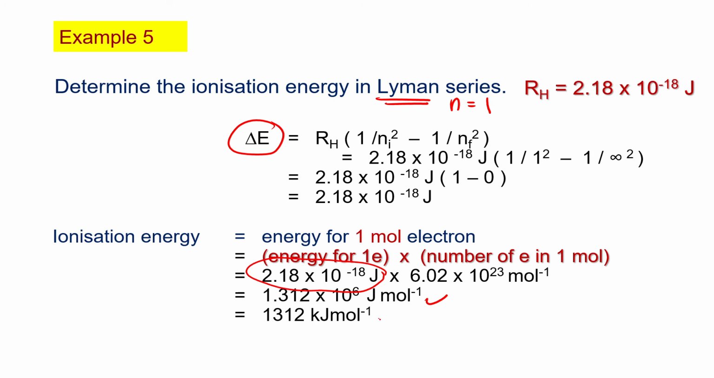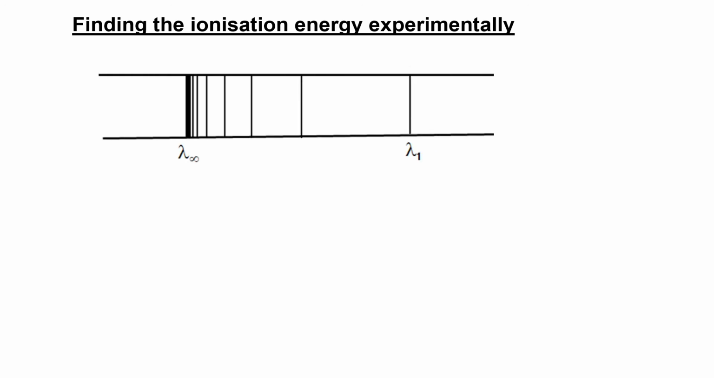Selalunya soalan tu dia akan tanya in kilojoule. So convert kepada kilojoule. Okay, selain daripada soalan yang dalam bentuk ayat, so kita boleh juga determine ionization energy daripada line spectrum. So kita tahu yang spacing yang besar ni refer kepada first line. Okay, so yang ini last line. So kalau last line kita tahu dia ialah infinity, n equals to infinity.